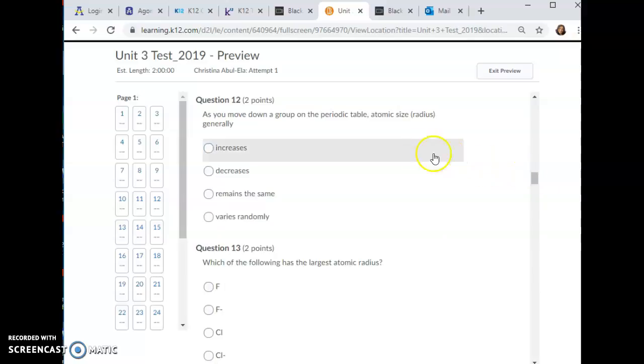Question 12. As you move down a group on the periodic table, atomic size or radius generally increases, decreases, remains the same, varies randomly.